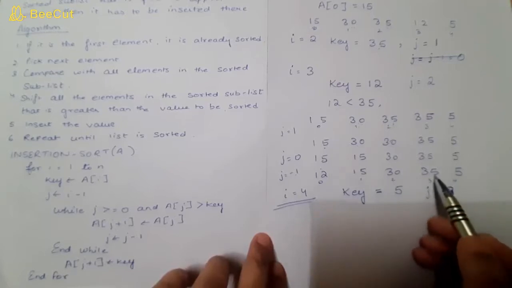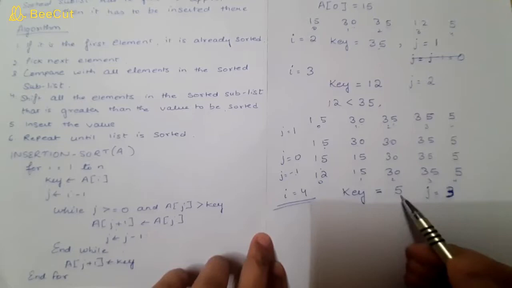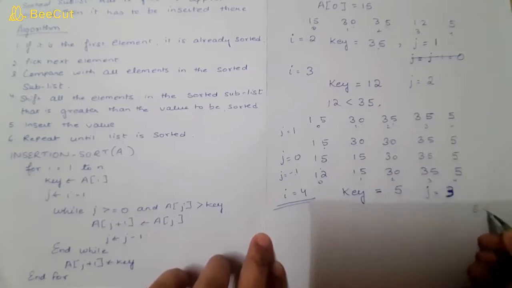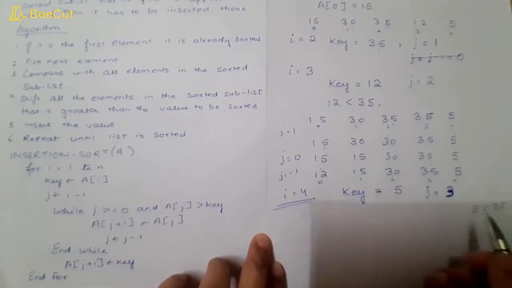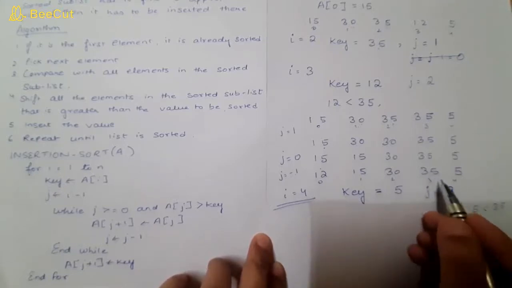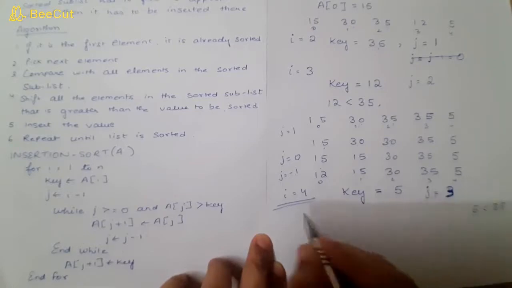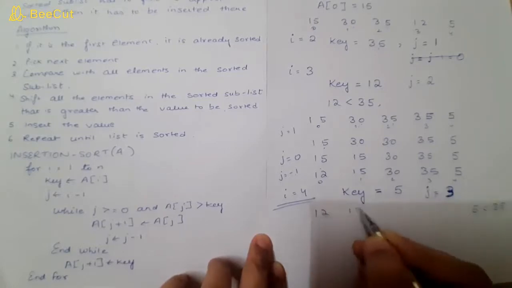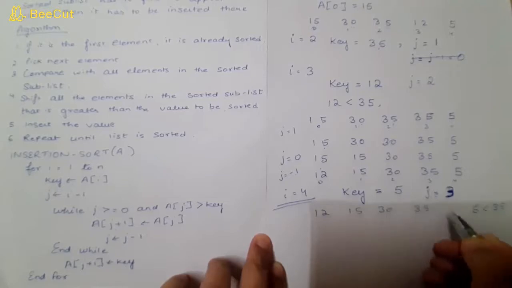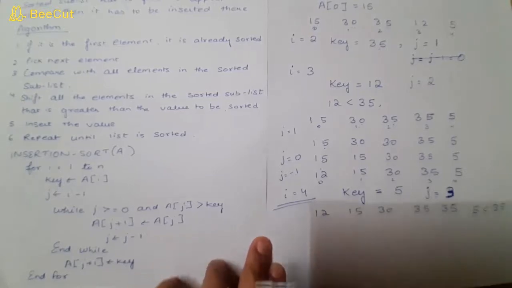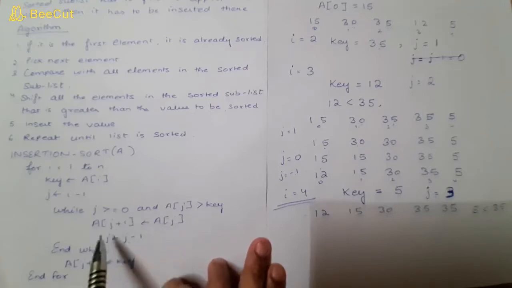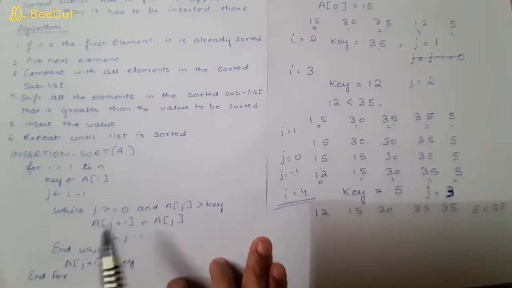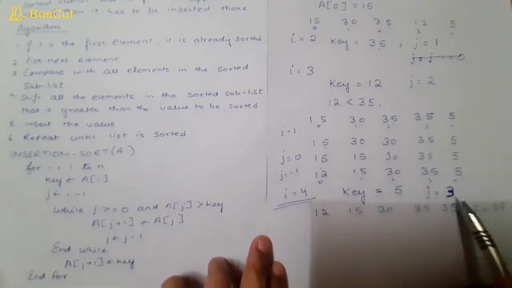What is array of j? It is 35. You'll compare it with the key. As 5 is less than 35, what we need to do? We need to place the value of a of j, 35, at j plus 1. That means over here. So it will be 12, 15, 30, 35, 35. You can see it over here. A of j value is 3. So a of 3 value is coming in a of 4. At this place, 35 is coming over here.